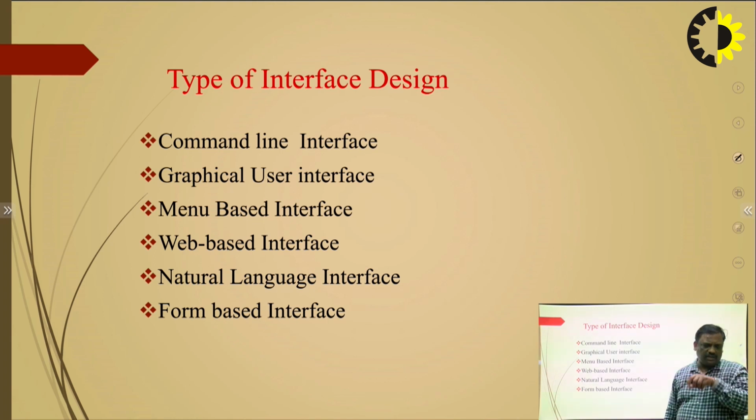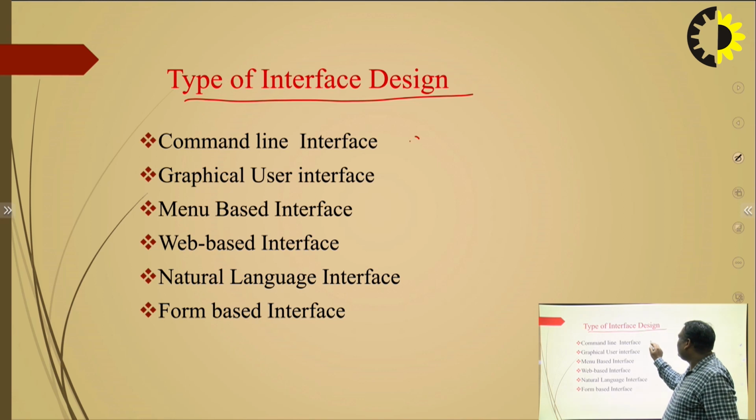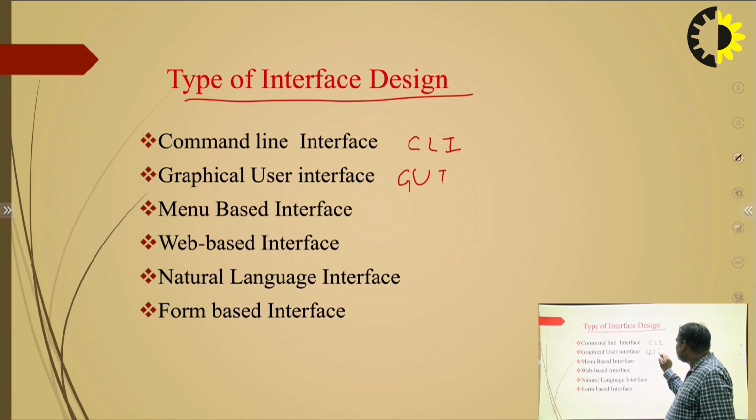And the next one is the types of interface design. For types of interface design, we have the command line interface, known as CLI, the graphical user interface, well known as GUI, the menu based interface, web based interface, natural language interface, and form based interface. These are some types of interface design. Using these, the user can interact with the system. One by one we can elaborate on them.